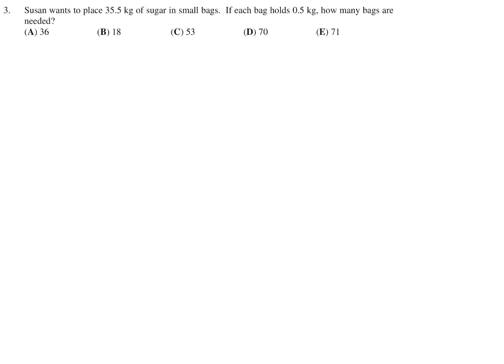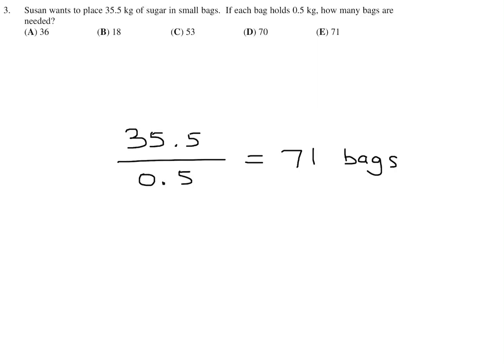Sue wants to place 35.5 kilograms of sugar in small bags. Each bag holds 0.5 kg. How many bags are needed? Okay, the total amount is 35.5. Each bag is 0.5. So you just divide, and that will give you 71. And this represents the number of bags. So the answer here would be E.